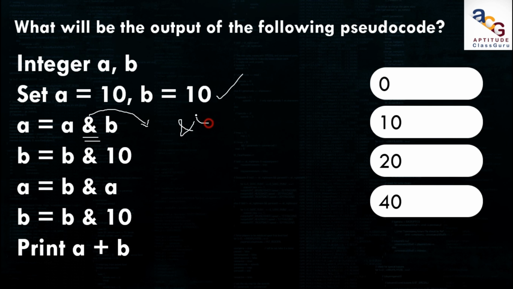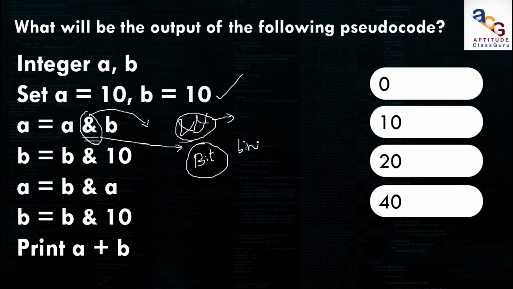If double AND was given, it is the logical AND operator, which performs on true or false conditions. But when single AND is given, it is a bitwise operator. It performs on individual bits of the binary number. So first you have to convert the given number to binary, and each and every bit you have to compare with each other. So let's look at it.